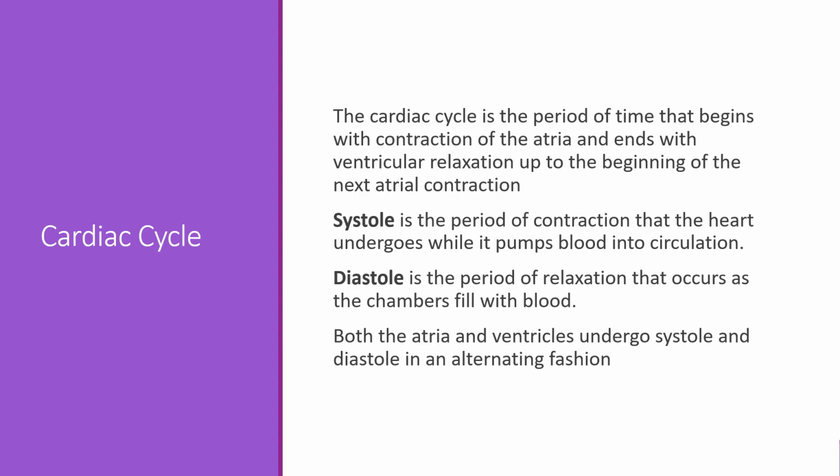Systole is the period of contraction that the heart undergoes when it pumps blood into circulation. Diastole is the period of relaxation that occurs as the chambers are going to fill with blood. Both the atria and the ventricle undergo systole and diastole in an alternating fashion. So the top, then the bottom, then the top, then the bottom. So when the top is contracting, the bottom is relaxing. And when the bottom is relaxing, the top is contracting, right?